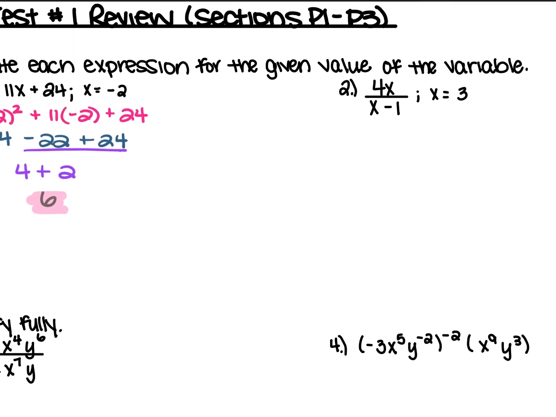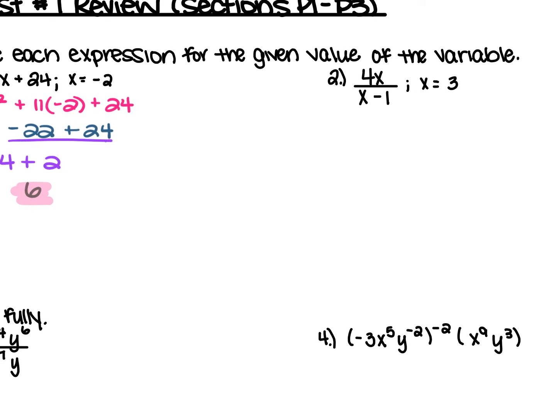For number 2, we have 4x over x minus 1, where x is equal to 3. So again, anywhere we see that x, we're going to plug that 3 in. So that's going to give us 4 times 3 over 3 minus 1. The 4 times 3 gives us 12. 3 minus 1 is 2. That simplifies to 6.